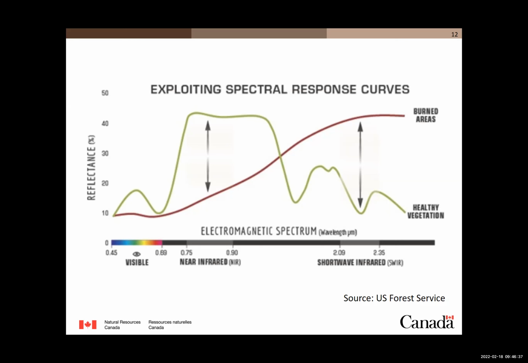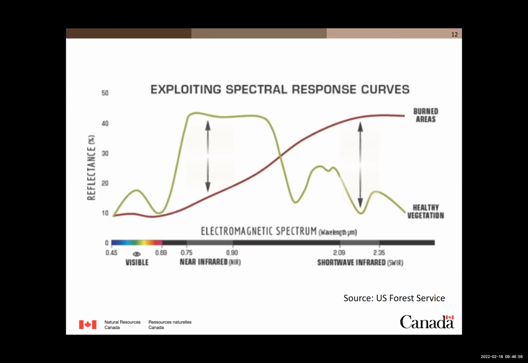Now, the spectral response of burned forest is the opposite. And as we see in this graph, the greatest differences are in the near infrared and shortwave infrared. It's not in the visible part of the spectrum. So this is why we'll be utilizing those near and shortwave infrared bands for mapping fires.